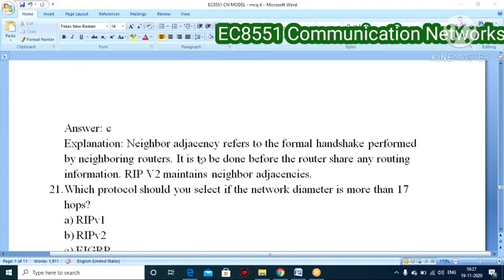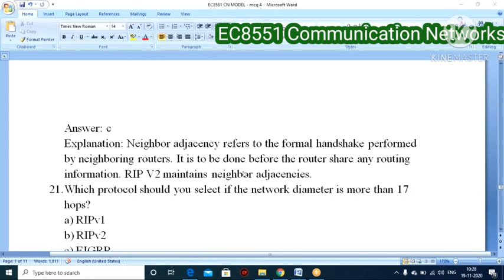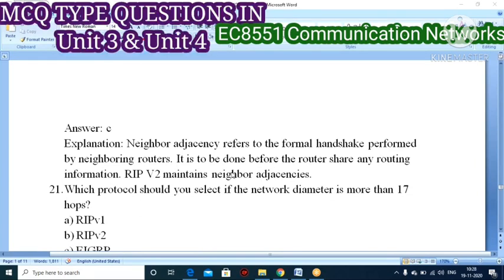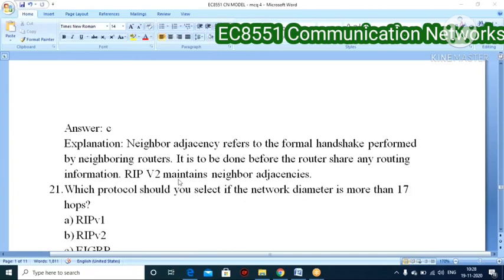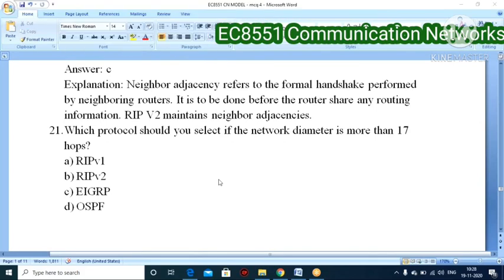Neighbor adjacency refers to the formal handshake performed by the neighboring routers. It is to be done before the router shares any routing information. Version 2 will maintain the neighbor adjacencies. So version 2 is the correct one.